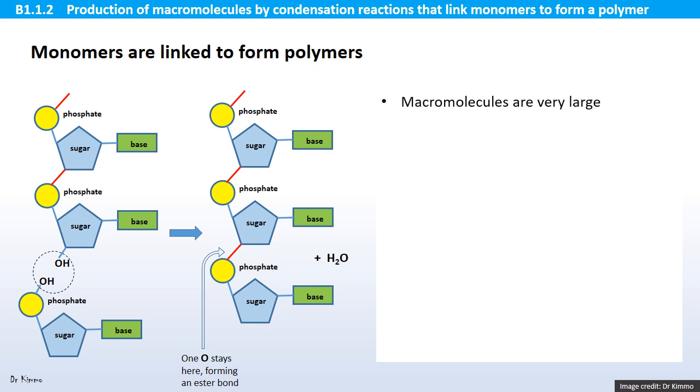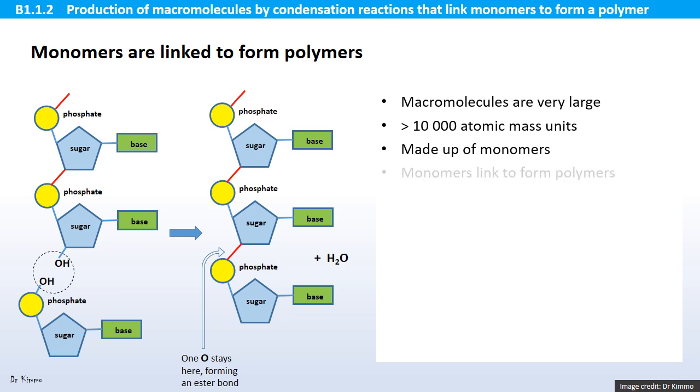Very large carbon compounds are called macromolecules. There is no strict minimum size limit, but generally you could say more than 10,000 atomic mass units or more than 1,000 atoms. Macromolecules are made up of monomers, and monomers link to form polymers. This is not entirely true for lipids, but we'll talk about lipids later on.